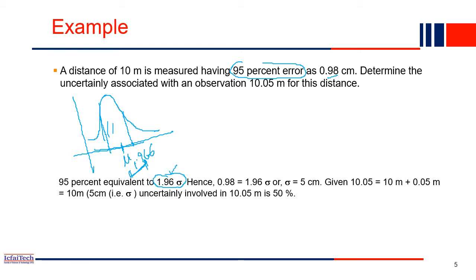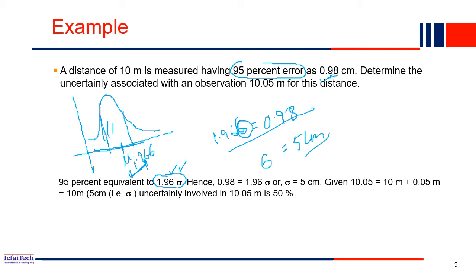So how did we get 1.96 sigma? That is in the last slide, you can see from the figure also we got it. So 1.96 sigma equals the error, and how much is the error? 0.98, it is given to us in the question. From this expression, you can find out the value of sigma. Sigma comes out to be 5 centimeters. So the standard deviation for this measurement, now we know.